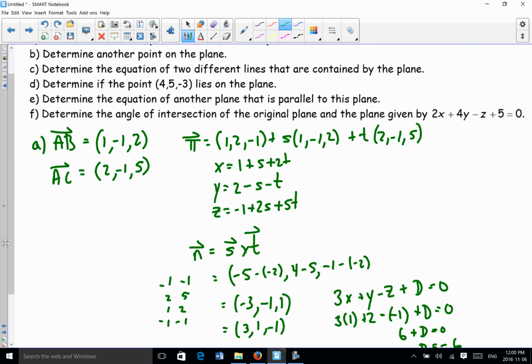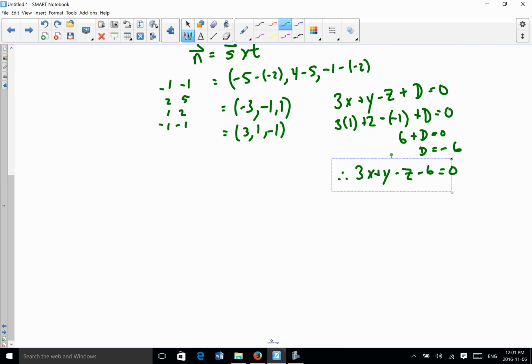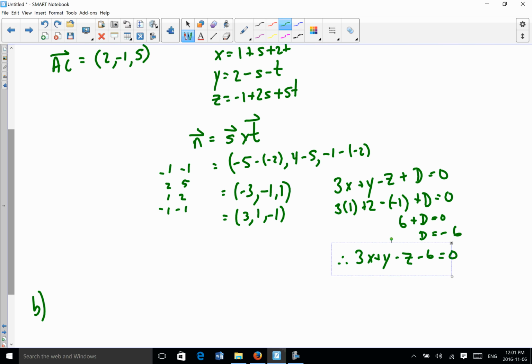Part B, find another point on the plane. So if I want to find a point on the plane, the best way of doing that is by using our parametric equations. The x, the y, and the z, but you pick your values for s and t. We can pick any values we want to. So let's say s would be 2, and t would be 2, just for fun.